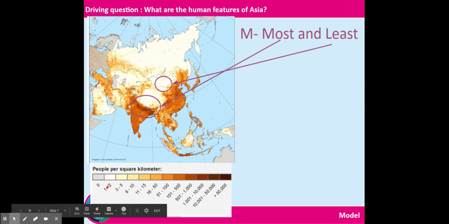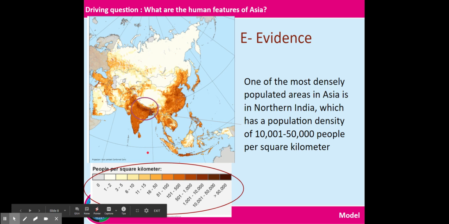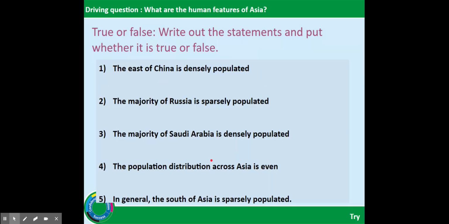And again, we used our key to help us give us that figure. Now, E was that evidence when I used the figures from the key, and that was included in other sections such as our most and least parts. So, with that recap, let's try these tasks.